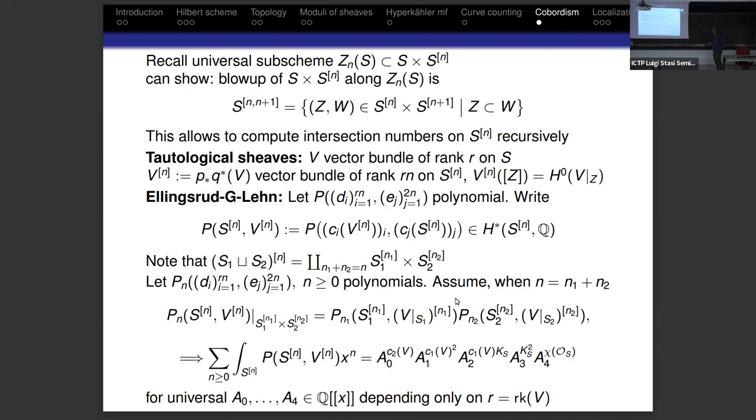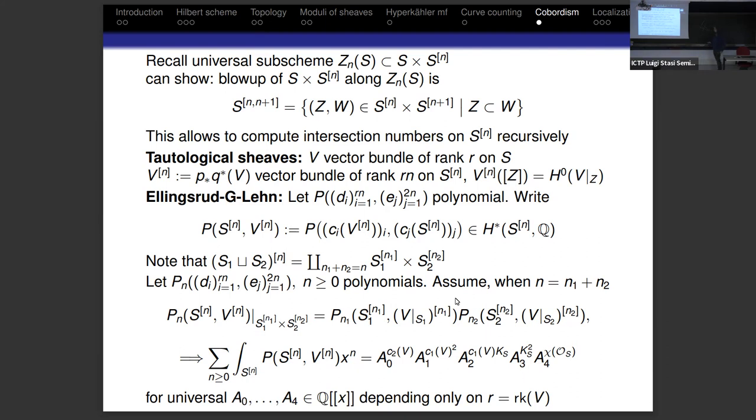Now assume we have polynomials like this for every n bigger than 0. And we assume that whenever n is the sum n1 plus n2, if we take this polynomial, the class on the Hilbert scheme of S, where S is now the disjoint union of S1 and S2, restricted to this component, then it's just the product of the corresponding things on the two surfaces. Assume we have that, then it follows from the recursion that the generating function of these polynomials evaluated on the fundamental class of the Hilbert schemes is given as a product of five universal power series.